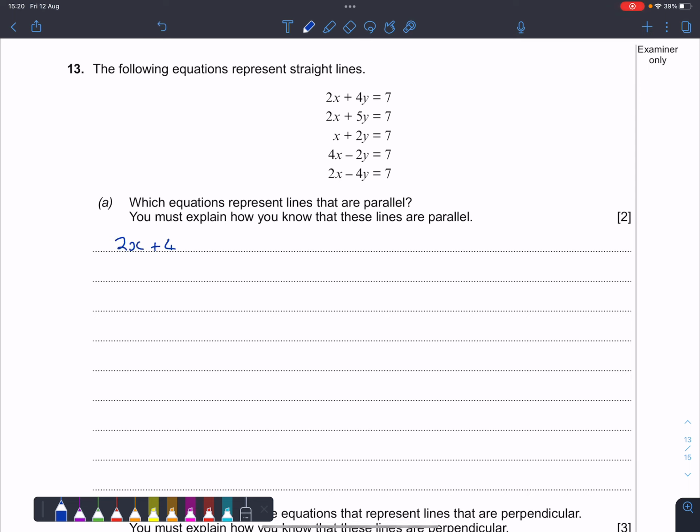2x plus 4y equals 7. So I'm going to subtract the 2x. Oops, should be a y there. And then divide by 4. So y equals 7 quarters minus 2x over 4, which is going to become x over 2.